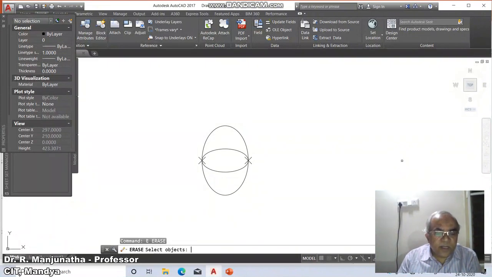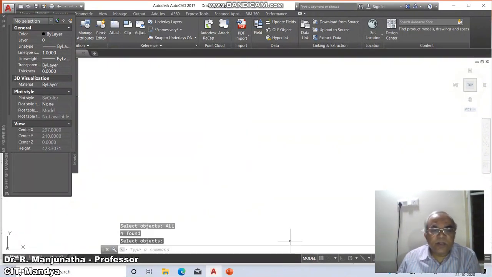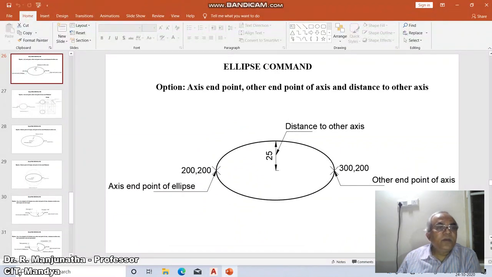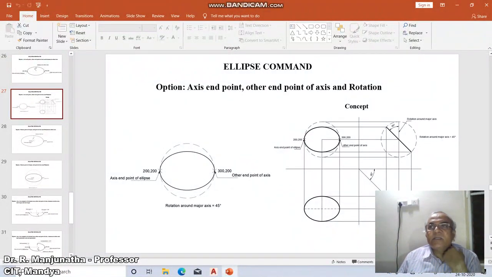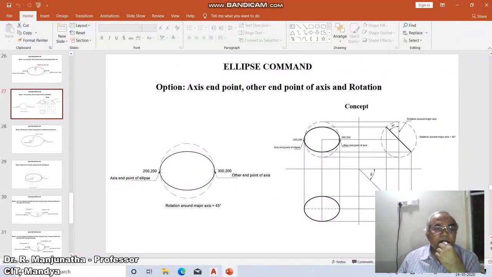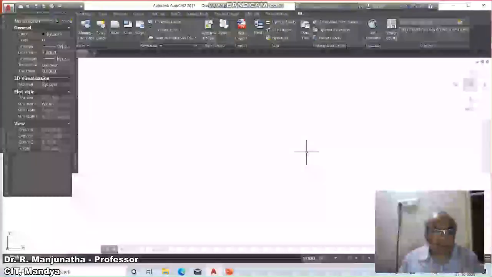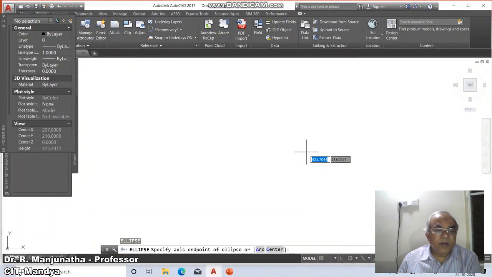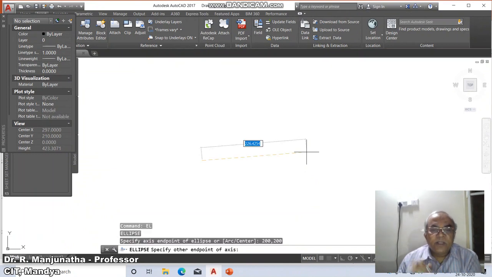Now we are going to consider one more option. The next option here, the second one, is the axis with reference to the rotation. To do that, the command is ellipse. Here we have 200, 200 as the axis endpoint of the ellipse, and the other endpoint of the axis as 300, 200. And the rotation around the major axis is what we want to give. So the command is ellipse, axis endpoint of the ellipse as 200, 200, then the other endpoint of the axis as 300, 200.